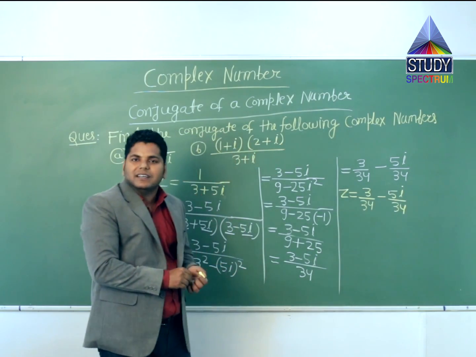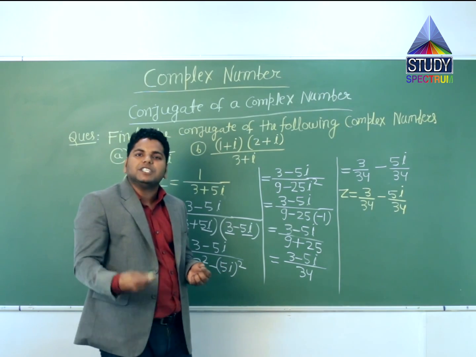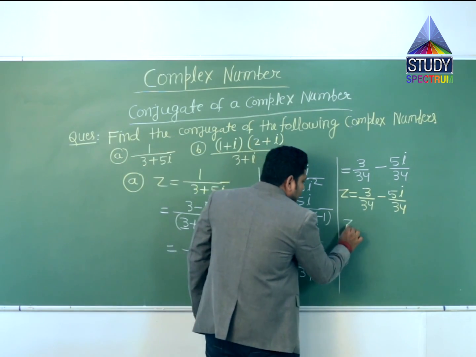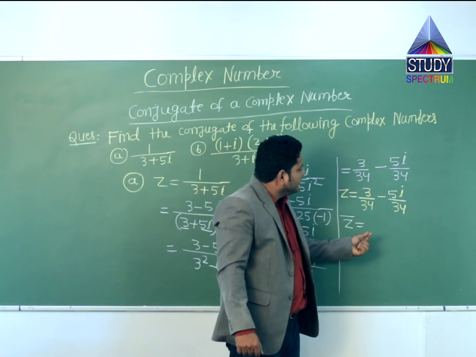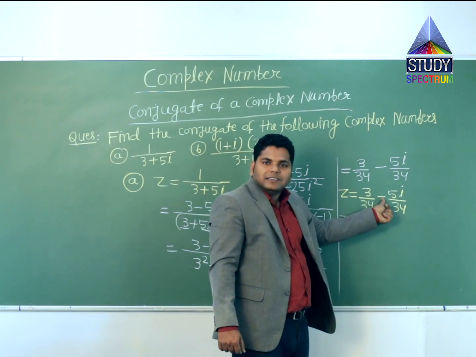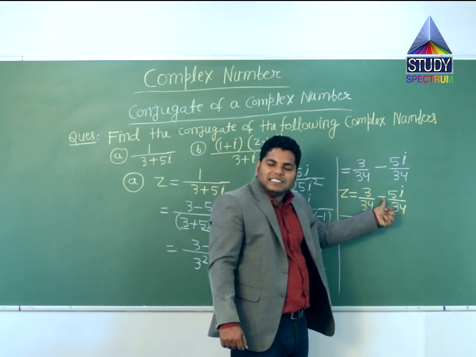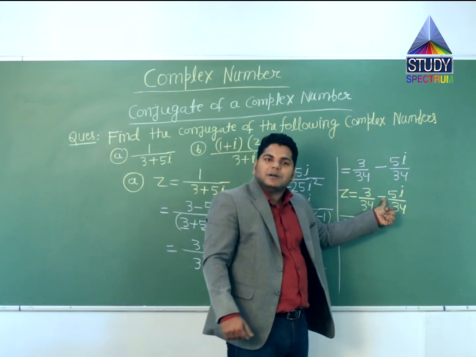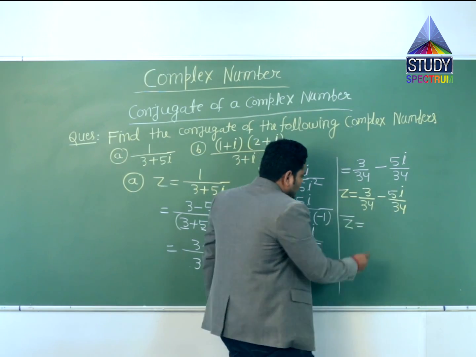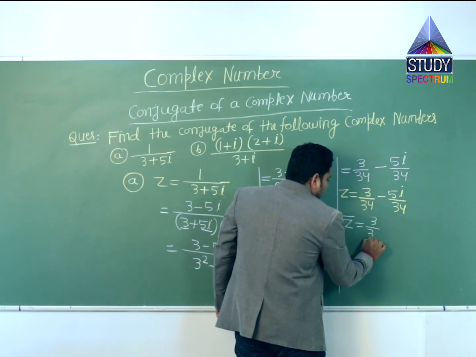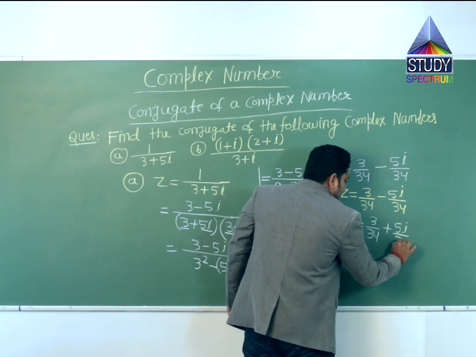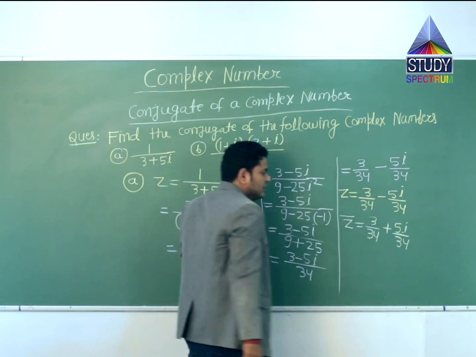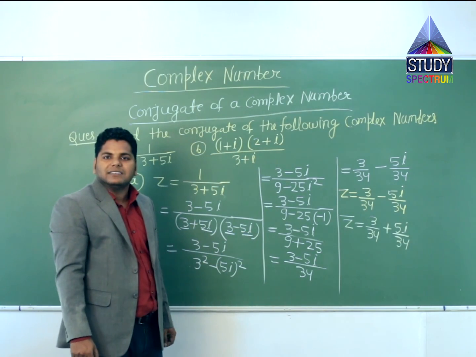This is our Z. So we have to find the conjugate, which means we have to find Z bar. To find Z bar, we will change the sign before the i term, and it is minus, so we will put here plus. So 3 by 34 plus 5i by 34, and this will be our final answer.